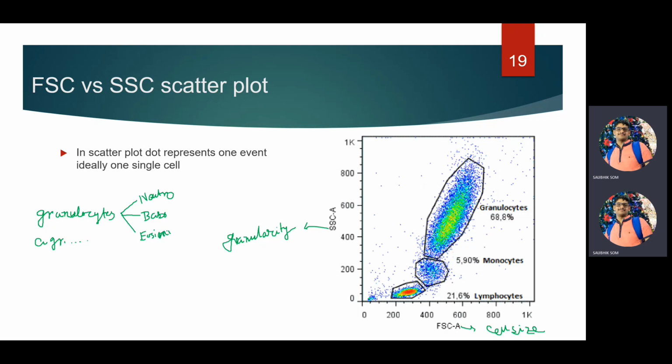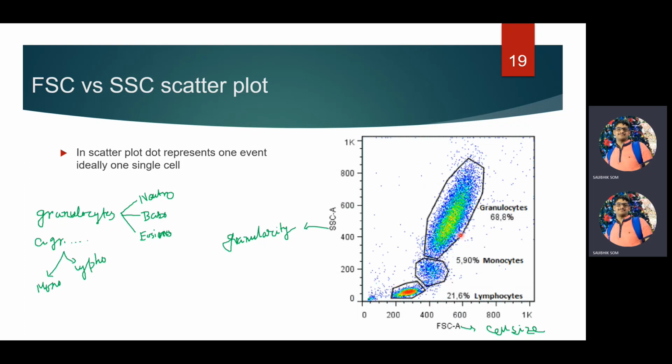So eosinophil. Okay. And agranulocytes are two types: monocytes and lymphocytes. Correct. Monocytes and lymphocytes. So as you can see here, these granular cells have more granularity, so they will have very high SSC. The size is overall not very different, but as you can see, lymphocytes are the smallest cells. So they have very low FSC as well as very low SSC.